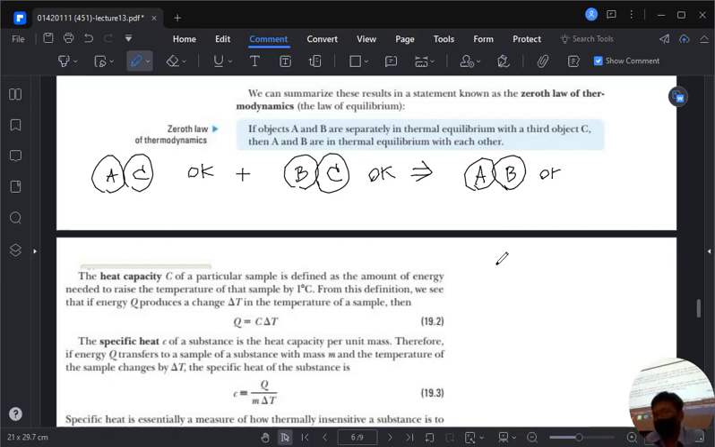So it's gonna take some heat to make something hotter. That amount of heat per degree Celsius is called heat capacity. We can talk about specific heat capacity. In many books they call it specific heat capacity, but you can call it specific heat, just that. It's the heat per degree Celsius per amount of substance. Specific means per mass, or per mole, per quantity.